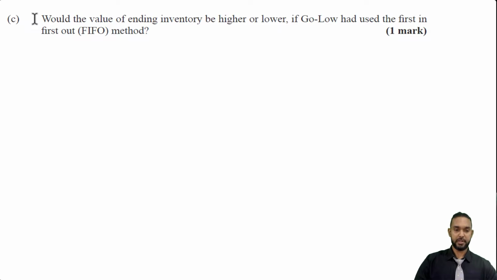Okay, so there's one more part of this question, and it asks, would the value of ending inventory be higher or lower if Golo had used the first in, first out FIFO method? Okay, let's take a look back at our inventory sheet and I'll answer that question.